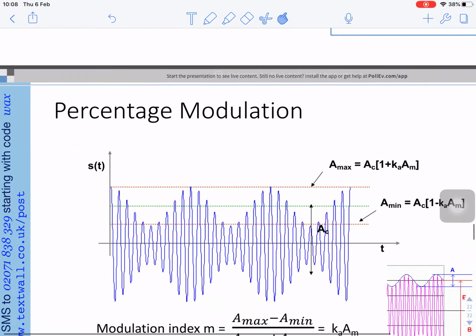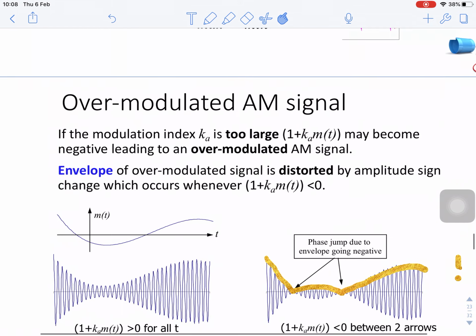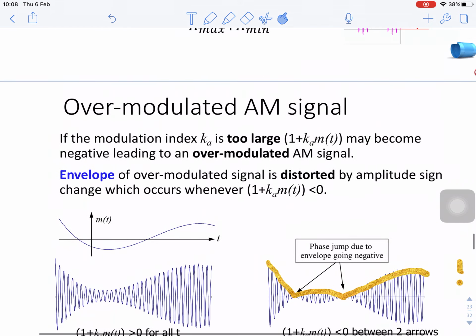And then what if it's over modulated? Then the Ka is too large. So 1 plus Ka MT might be negative, leading to overmodulation. Why does 1 plus Ka MT matter? So let's look at 1 plus Ka MT, which means that 1 plus Ka MT can be less than 0. If this is 1, this can be less than 0.